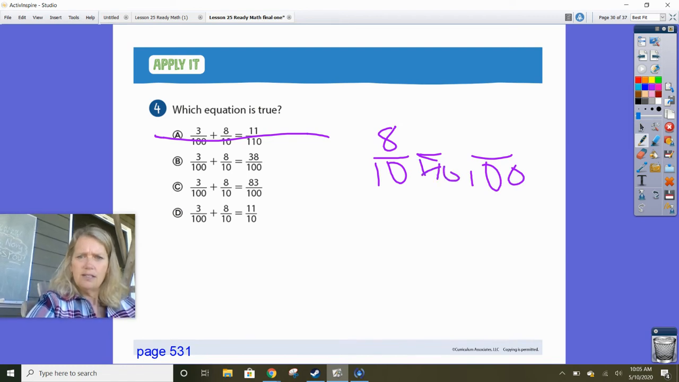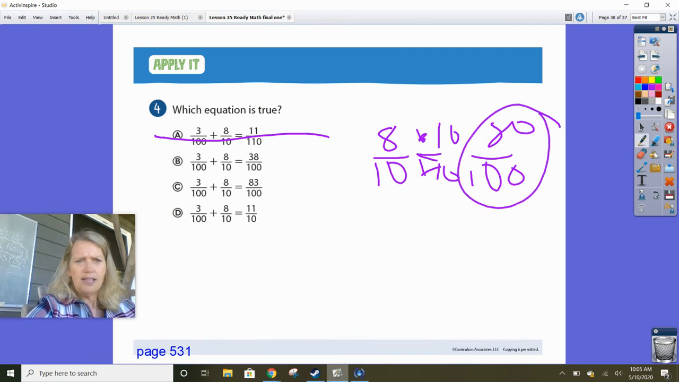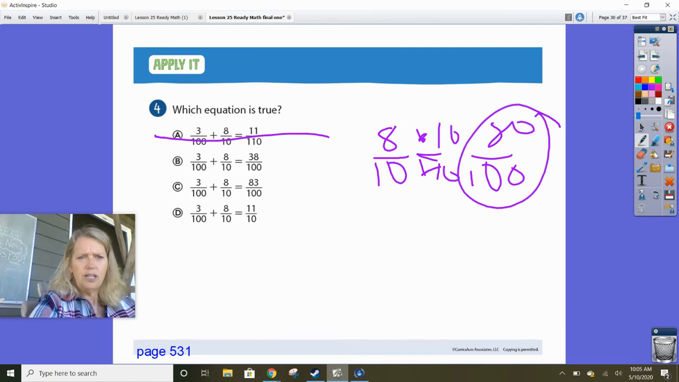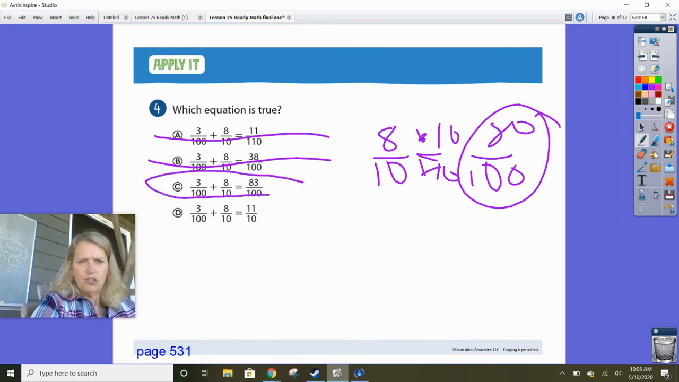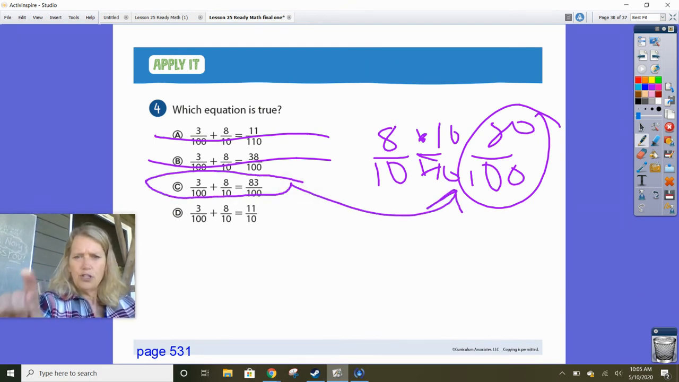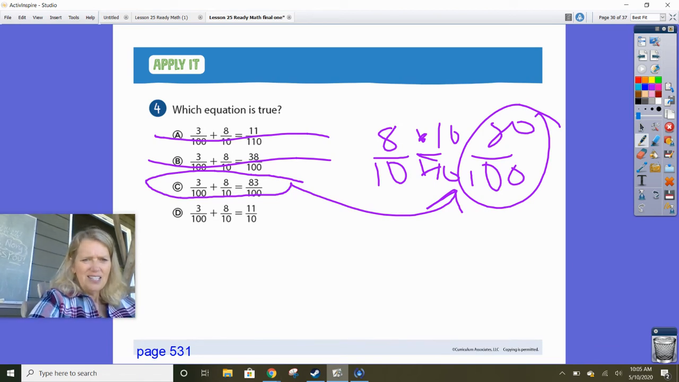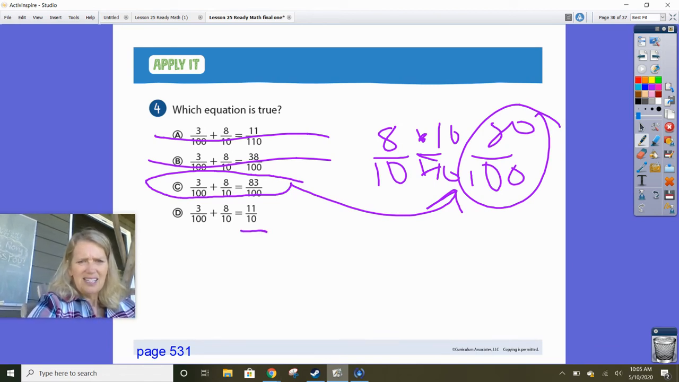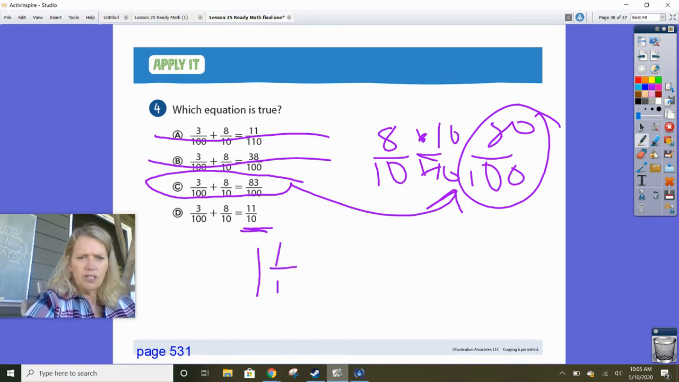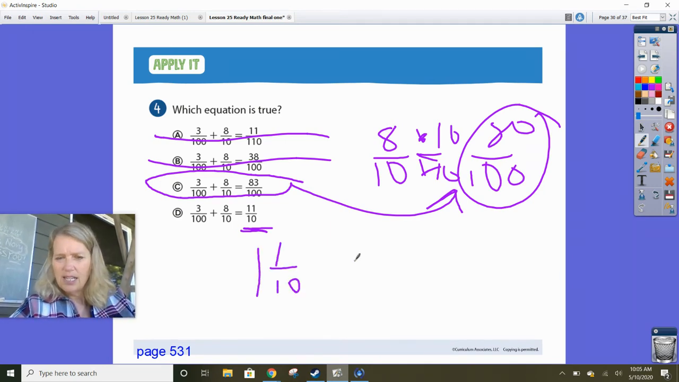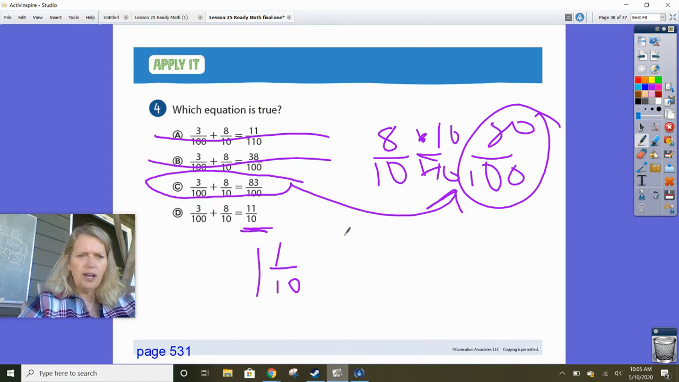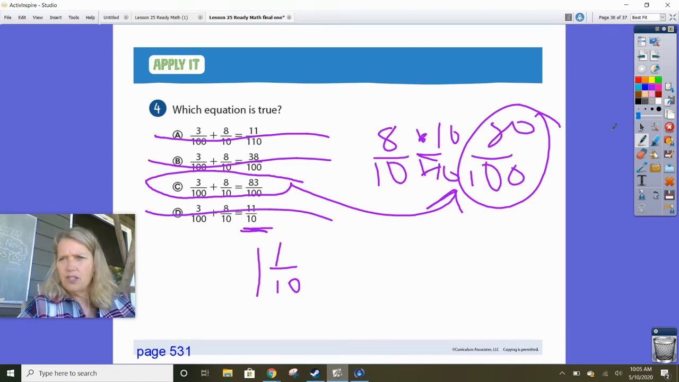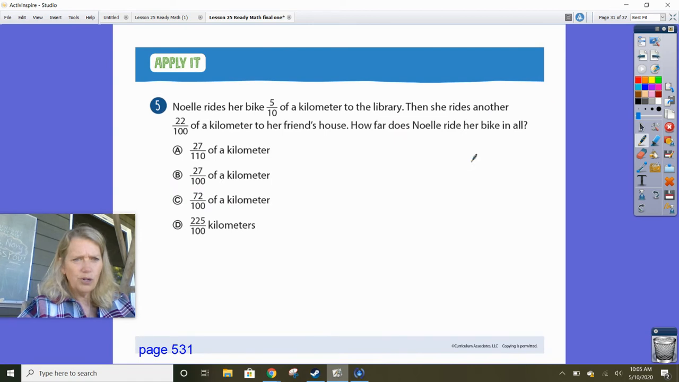times 10, times 10, 80/100ths. So 80, that would be 80 plus 3. Nope. Yep, that one is true. There's my proof. I chose the right one this time. This one, it's not going to be more than 1. It's not possible because 11/10 would be 1 and 1/10, which is like our math joy this week. 1 and 1/10. So yeah, not possible. Just one of these is right. Hopefully you agree with me.